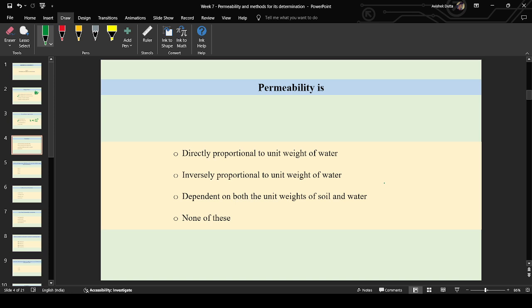Option A, yes, directly proportional to the unit weight of water. Permeability does not depend on the unit weight of soil; it depends on the unit weight of water only. Here I'm talking about water, but it can be any fluid. So permeability is directly proportional to the unit weight of water, 9.81 kilonewton per meter cube.